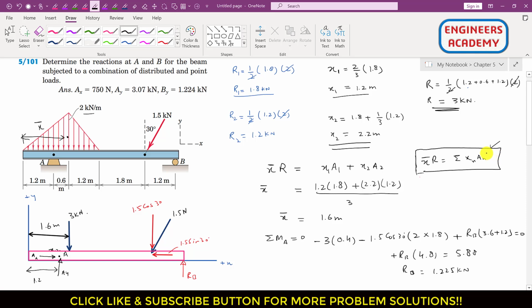So now it's up to you people whether you want to replace the distributed loads by their respective resultants, or you want to replace the distributed load by only one resultant, right? But both the methods will give us that same answer.